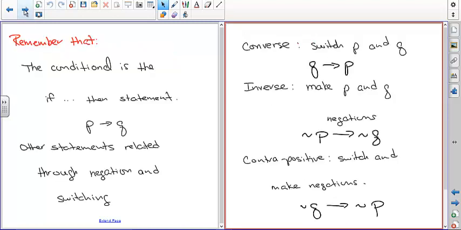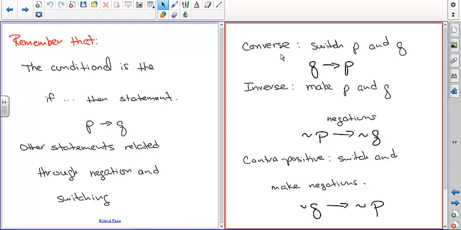So the other three statements are the converse, the inverse, and the contrapositive. If you take the original conditional statement with statements P and Q, and you just switch the P and the Q, so instead of if P then Q, you have if Q then P. That's called the converse. And it turns out that we'll find out later that if the conditional is true, then the converse may be true, but is not always true.